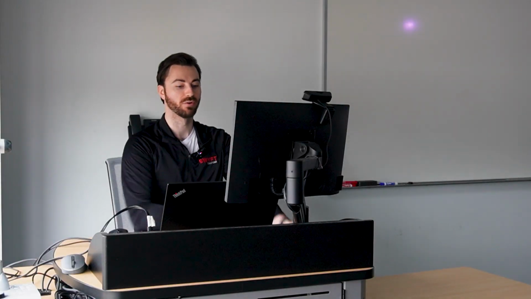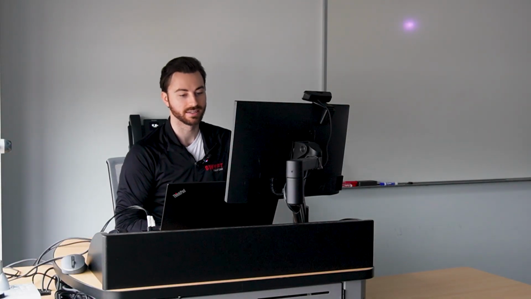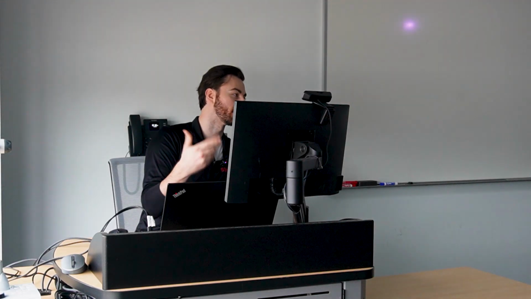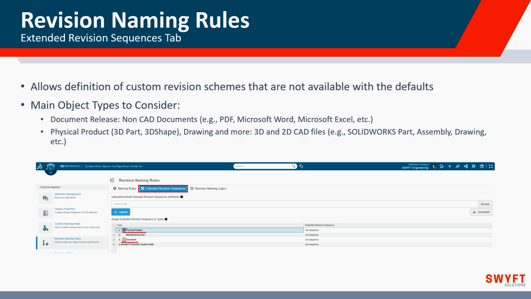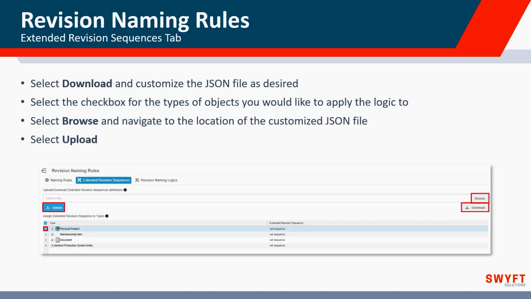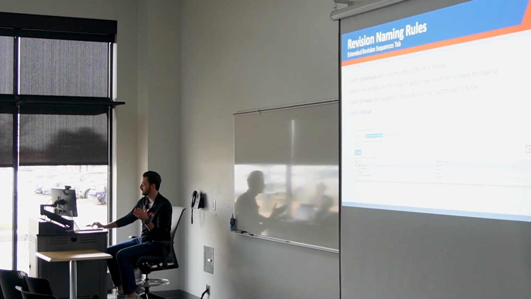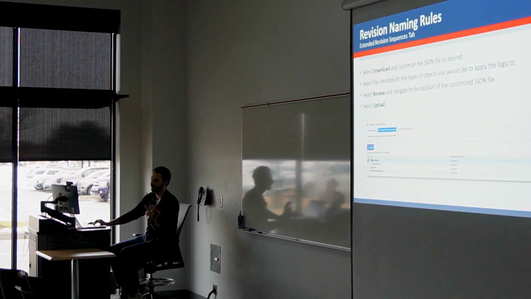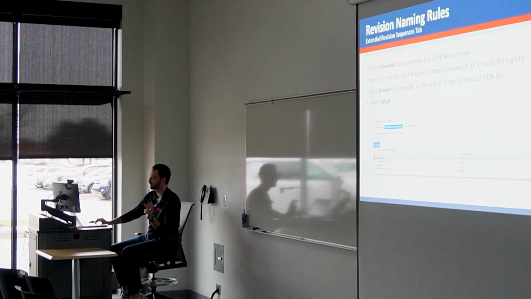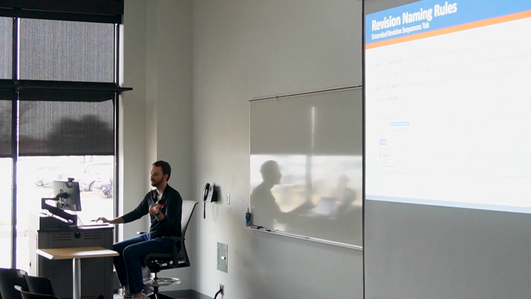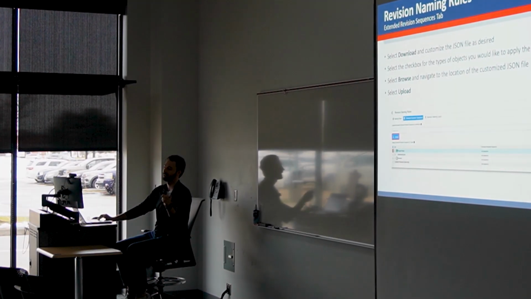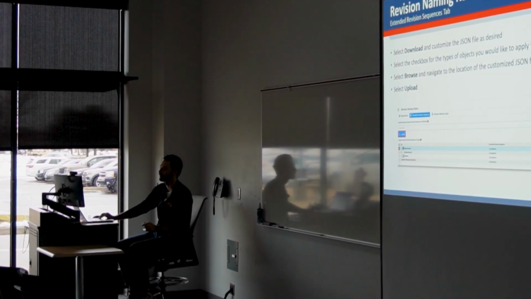Now, if we go one tab over in that same section, there's extended revision sequences. So this is if you want to create your own custom scheme. If you want to skip these numbers for whatever reason, or you want to create a completely customized scheme, you can do so. All you have to do for this is you select download. It will download a JSON file. You add in some code on how you want that customized. Again, that probably could be a session of its own, but you upload that and then it adds it as an option to that dropdown. Then you have to go to the dropdown and select it as your option moving forward.